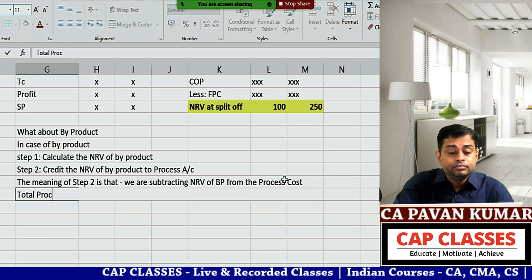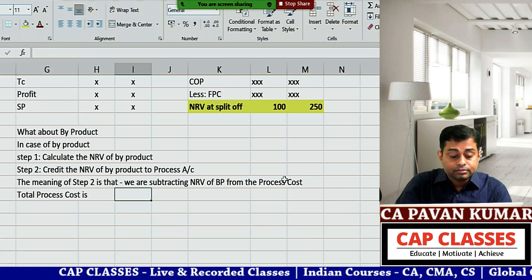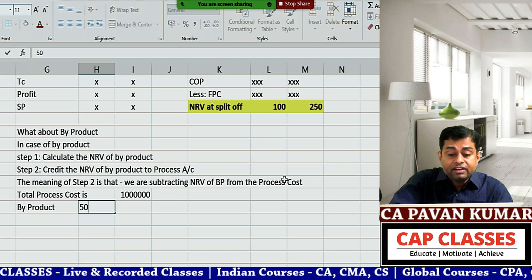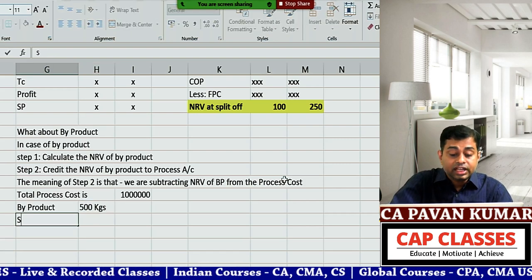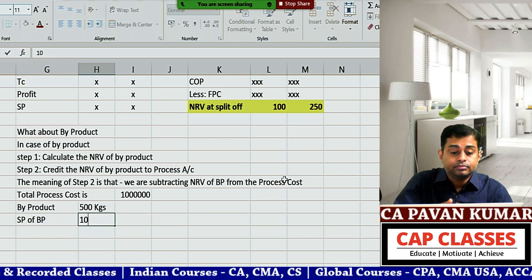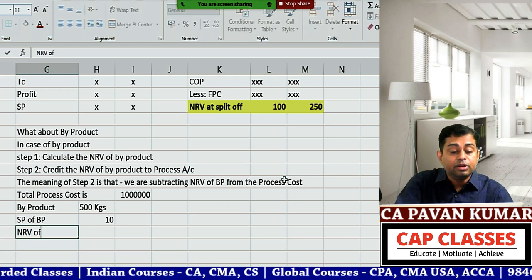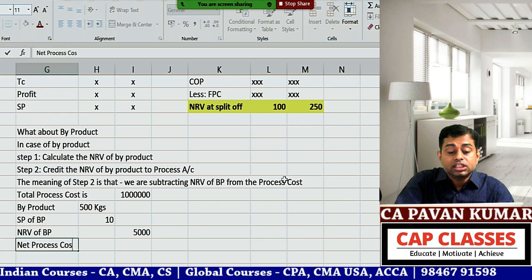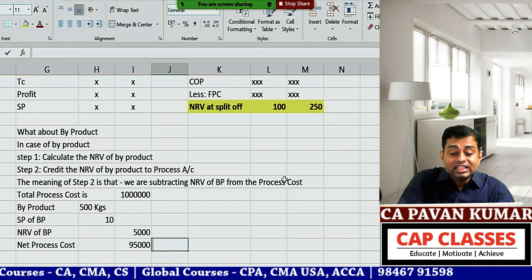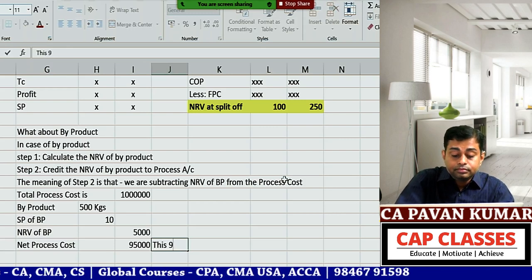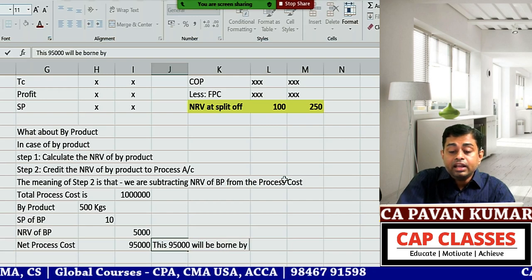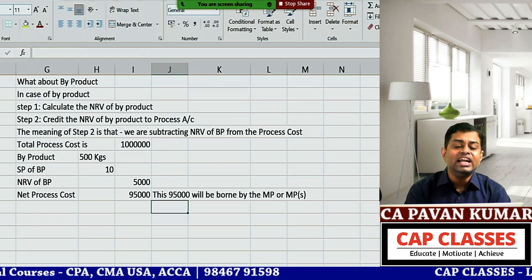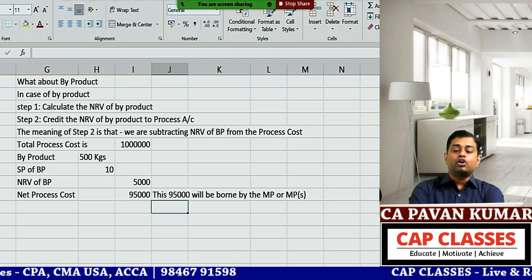Total process cost is 10 lakhs. Byproduct 500 kgs has come. Selling price of byproduct is 10 rupees. So net realizable value of byproduct is 5,000. Therefore, net process cost is 95,000. So this 95,000 will be borne by the main product or main products. If there are more main products, all the products will share this 95,000. So this is what we do for byproduct.